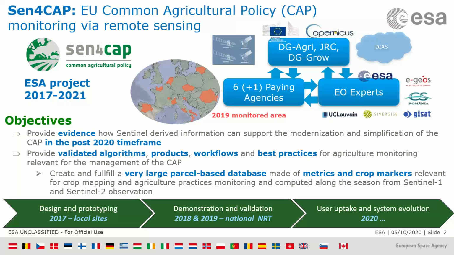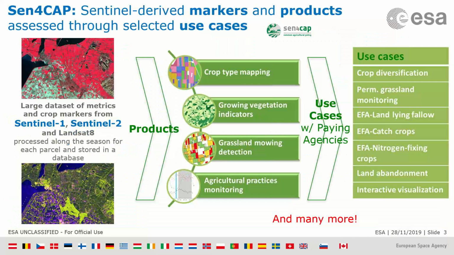So the project was organized in 3 main phases. First R&D, then the demonstration and validation, and we are now in the last year, which is about the user uptake and the last evolution of the system. This is the way the Sen4CAP system is organized. The first and main step is to derive markers from Sentinel-1, Sentinel-2, and to organize these markers in a database which is growing along the season.